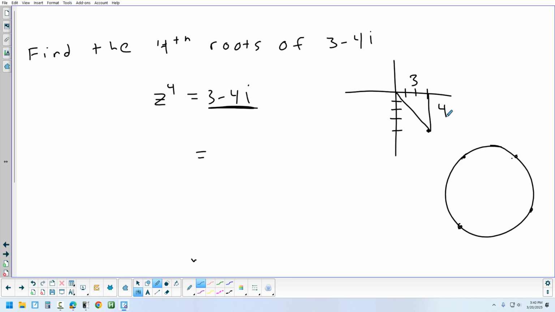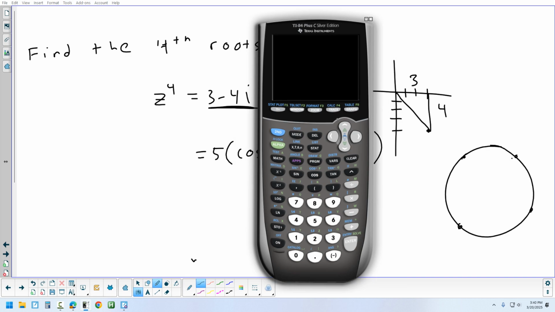That's why I changed the problem so it would come out 5. Okay, so radius is 5. Cosine plus i sine. Next thing I need is my angle. What is the formula that you use for your angle when you are in quadrant 4? Yeah, inverse tangent of y over x. Perfect. Inverse tangent of y over x.